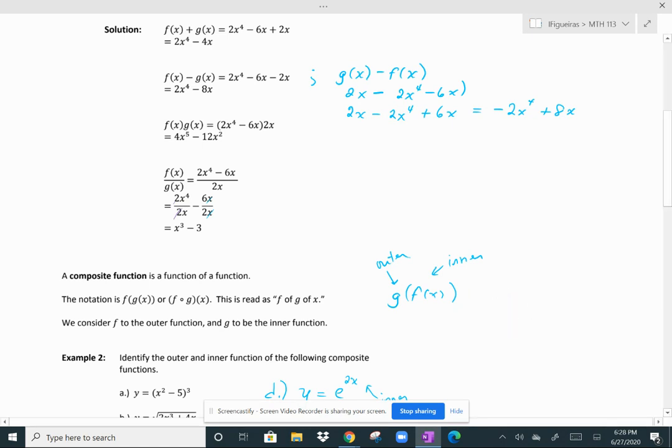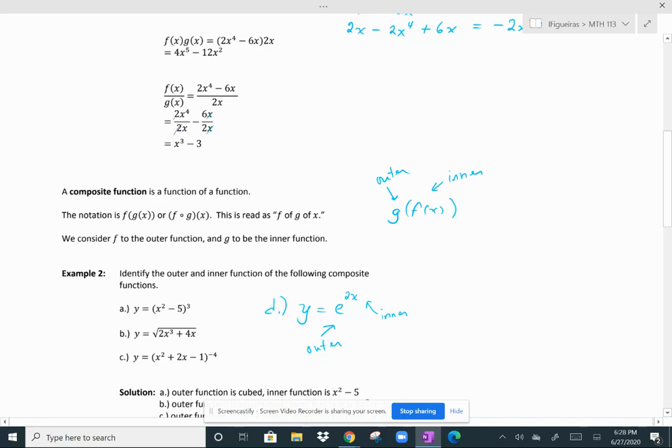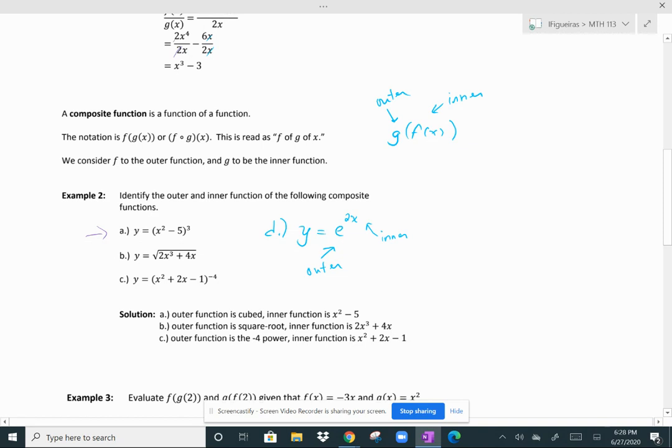All right, so let's identify outer and inner functions in the following composite functions. So we have A: x squared minus 5, to the third power. So the outer function is the cubed part. That's what you see here. And the inner function is the x squared minus 5. So let's move on to the next one.